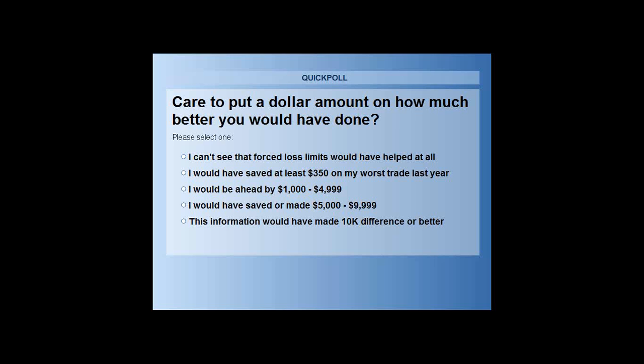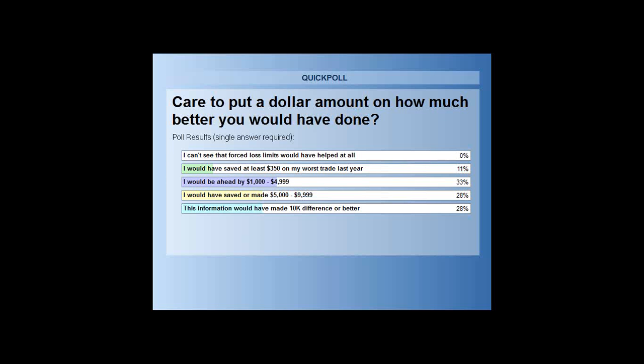And presto. Nobody said, I don't see how forcing yourself not to lose too much when you're wrong would help. Everybody sees the wisdom of that. That's great. 11% would have saved $350. About a third of us ahead by $1,000 to $5,000. 28% would have saved or made $5,000 to $10,000, and another 28% this information would have made $10,000 worth of difference.